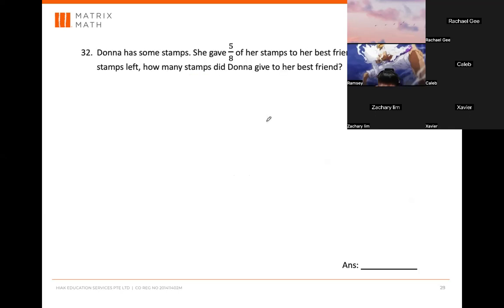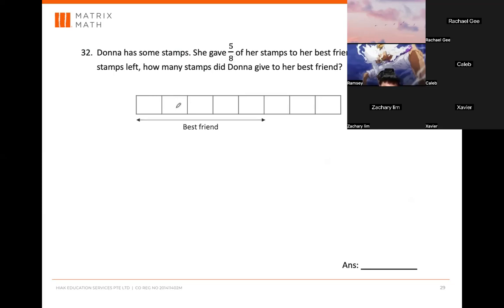32. Donna has some stamps. She gave 5/8 of her stamps to her best friend. So I draw 8 parts because 8 is the total units that she has. 5 of those are given to her best friend. And then this is the amount that was left.